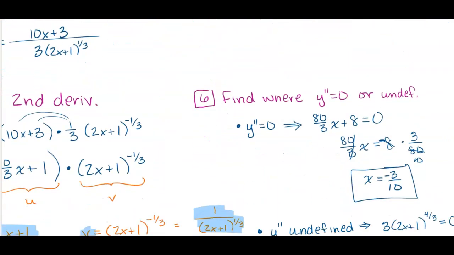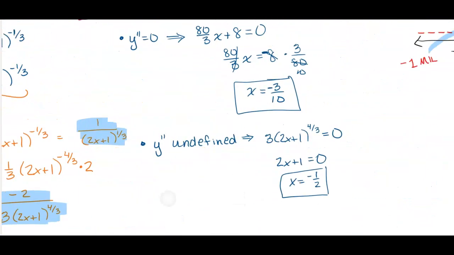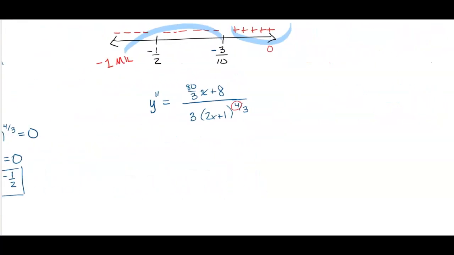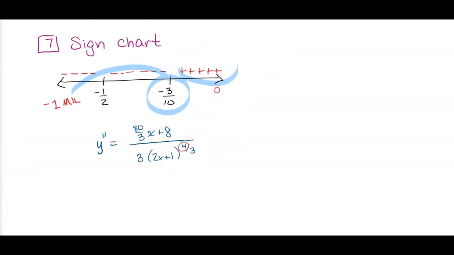And inflection points happen where the concavity changes. So we see we have an inflection point here as well. This negative 1/2 ended up not being an inflection point because the second derivative is negative on both sides of that. It's not a sign change, but the negative 3/10 is an inflection point.